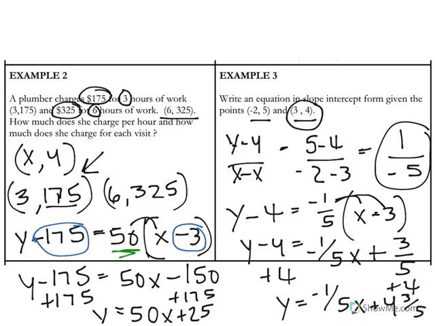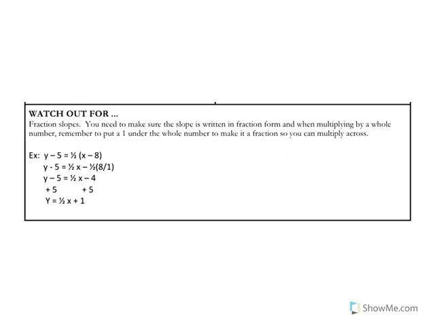Complicated problems. You can do it. You just have to go slowly and write down all the steps. Watch out for fraction slopes. You can see here, you can use your calculator to multiply 1/2 by 8. And you just multiply across the top and then divide by multiplying across the bottom and then divide the top by the bottom. Okay? You can also use a calculator for that.